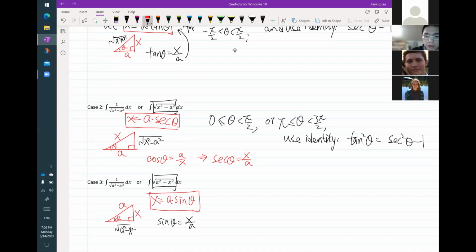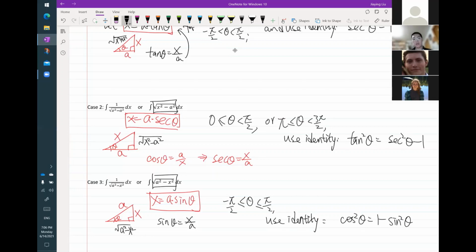This is for theta from negative pi over 2 to positive pi over 2. And then use the identity: 1 minus sine squared theta equals cosine squared theta.